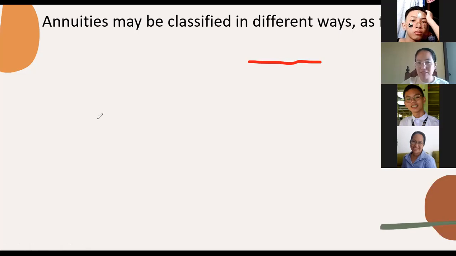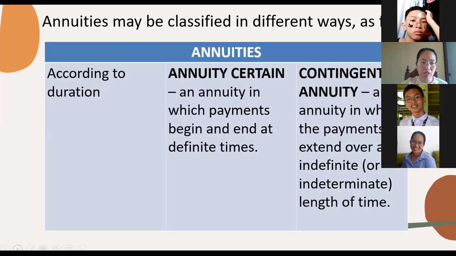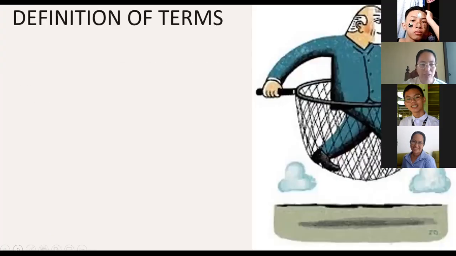Erase ko lang. Okay, a third classification is according to duration, kung gaano katagal ang pagbabayad. If an annuity is made at the beginning and end of definite times, then it's annuity certain. So anything that there is a specific duration, yung sinasabi nating certainty of something, it's an annuity certain. Kapag daw naman, ang annuity in which the payments extend over an indefinite or indeterminate length of time, it is a contingent annuity. Okay? Parang, if this is the period, meron pang extension. It's a contingent annuity na ang tawag natin. Okay?